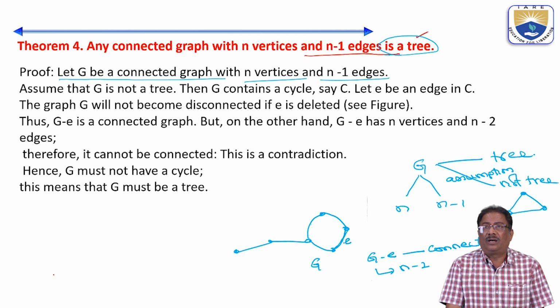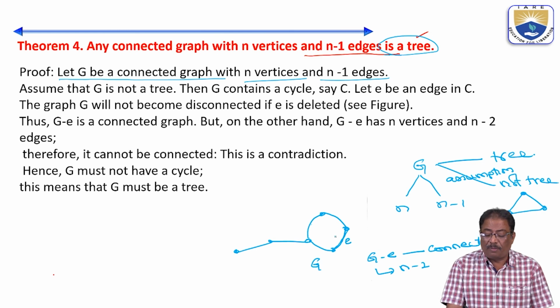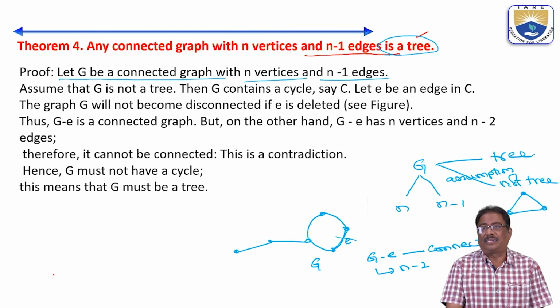So here, whenever I am going to remove any one edge, the graph will be disconnected. Then only we can say that there is a possibility of n minus 1 edges. But here, if I am removing one edge, still the graph is connected. G minus E is also connected. So which is not true. That means whatever assumption we made, that the graph is not a tree, is wrong. So the graph is a tree.